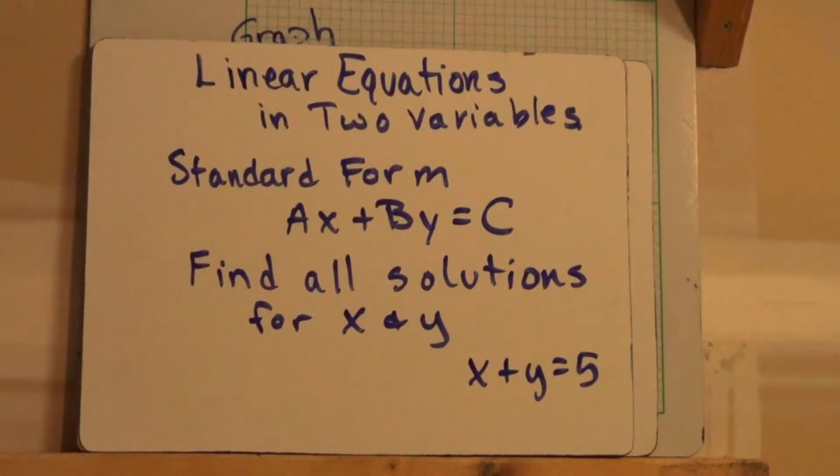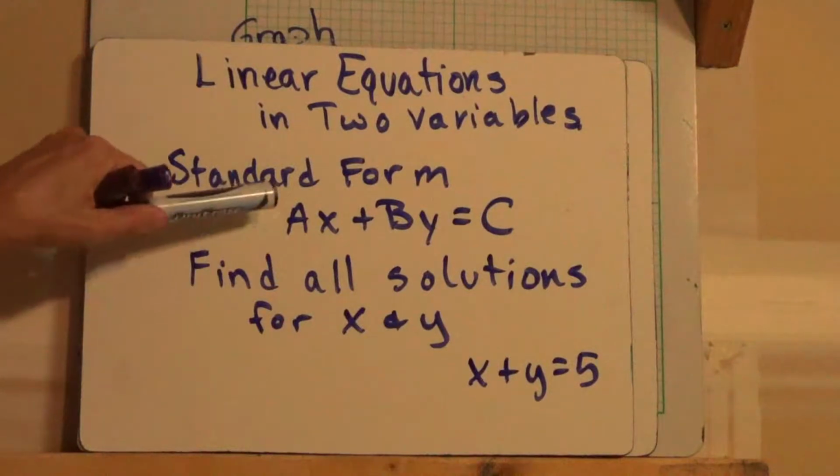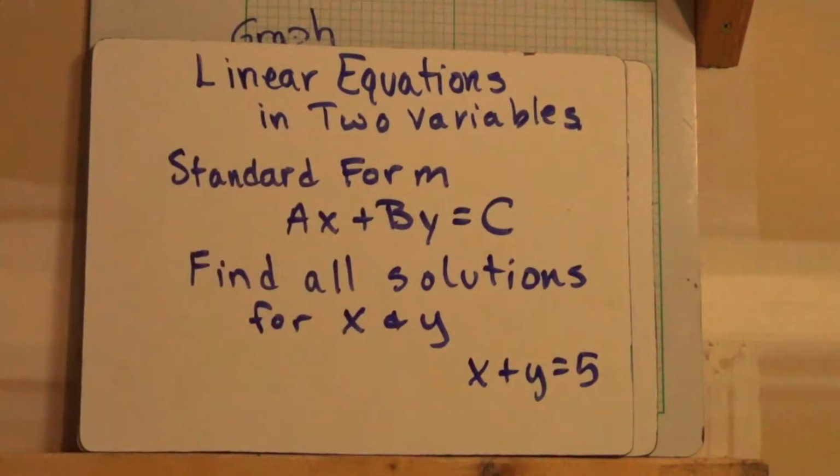This is linear equations in two variables. Standard form for linear equations in two variables is ax plus by equals c. So we'll be finding all the solutions for x and y. x plus y equals 5.